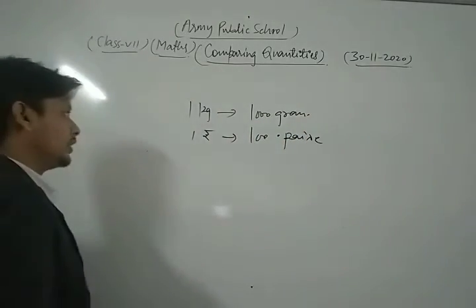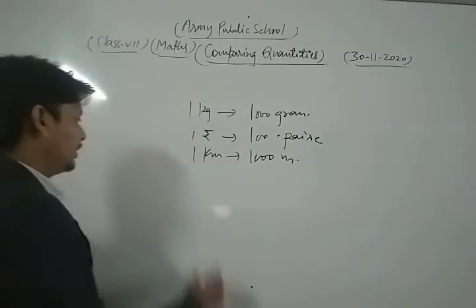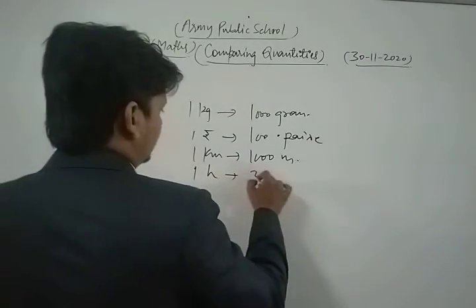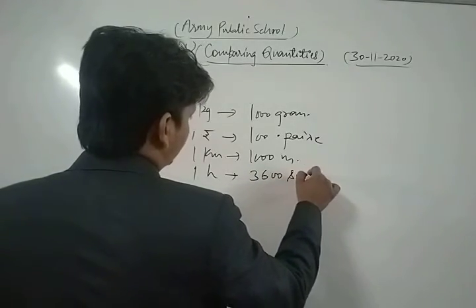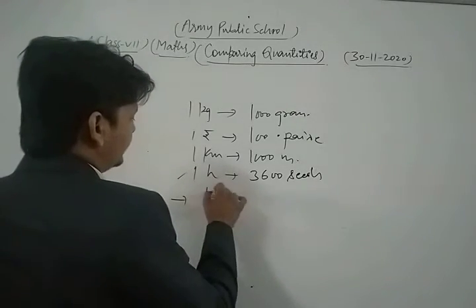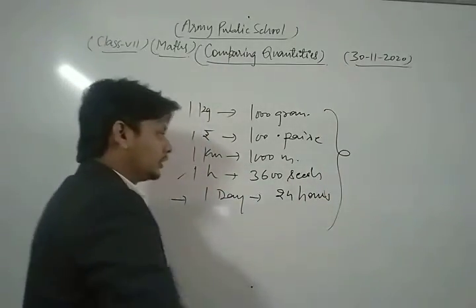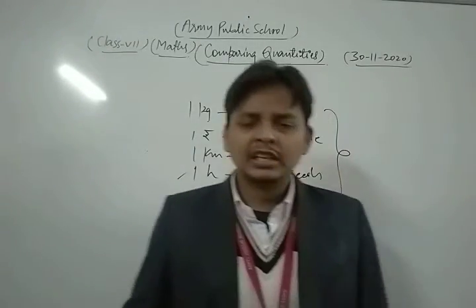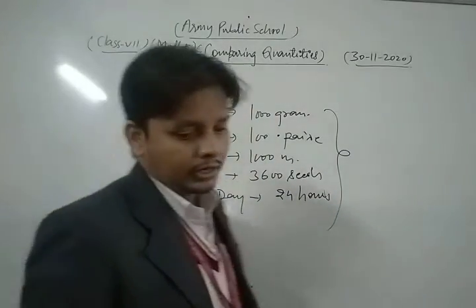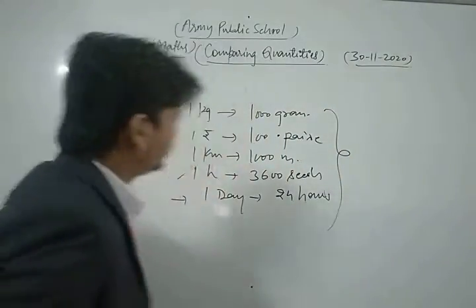Similarly, how many meters in 1 kilometer? 1 kilometer is equal to 1000 meters. And how many seconds in 1 hour? There are 3600 seconds in 1 hour. Similarly, how many hours in 1 day? In 1 day there are 24 hours. So these are some important relationships between the units of some physical quantities. Now, dear students, we take some important questions based on these topics. Let's see.